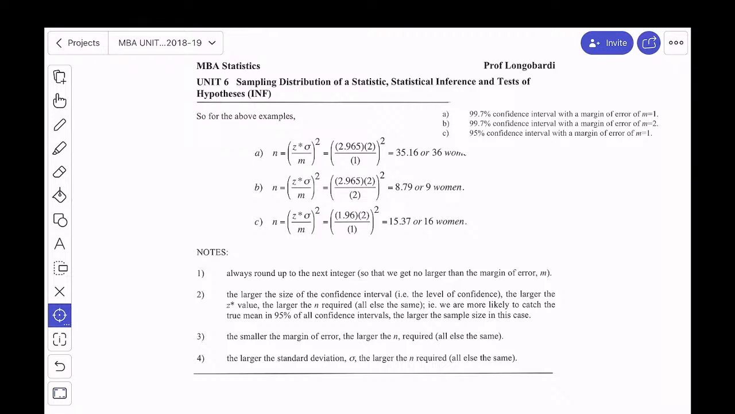So that's the effect, okay? So if you don't want so much precision, the margin is larger. In other words, you don't need so many women. Remember, when we round, we have to round all the way up. So 8.79 goes up to 9. And 35.16 goes all the way to 36. It doesn't round down. It always goes up. And that's to maintain the margin of error of 1. If we went down, the margin of error might be too big. Okay, so we need to round up.